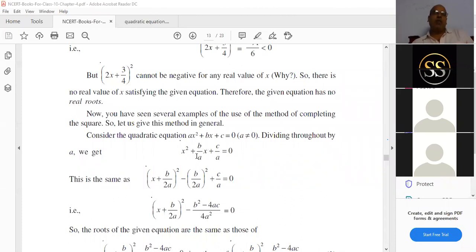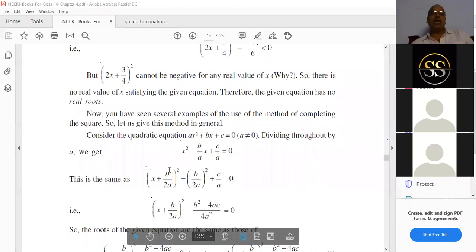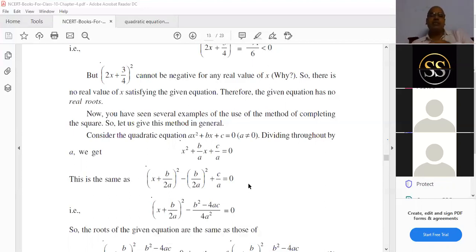Now what is b here? b by 2a. So this is the b square I added now. So I have to add minus (b by 2a) whole square also, plus c by a equal to 0. One step he swallowed; I am explaining that step. x square plus 2 into x into b by 2a, that is my b by 2a, plus (b by 2a) whole square minus (b by 2a) whole square plus c by a equal to 0.